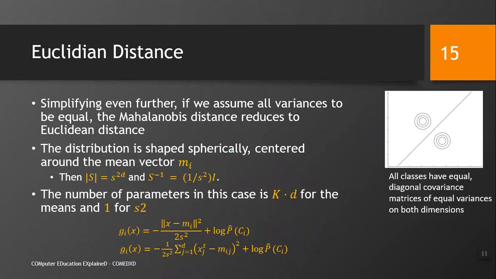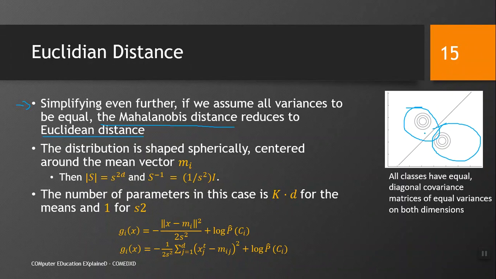Euclidean distance. Simplifying even further, if we assume all variances to be equal, remember from the first slide till now we are just simplifying our assumptions. If the variances along the x-axis and y-axis are equal, the Mahalanobis distance reduces to Euclidean distance. Here you can see that the variances are the same along both dimensions.